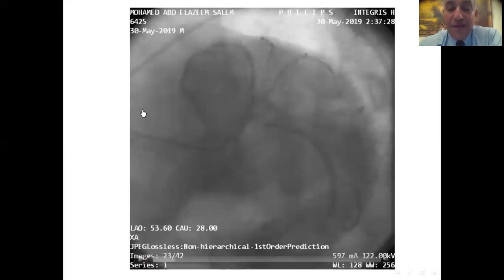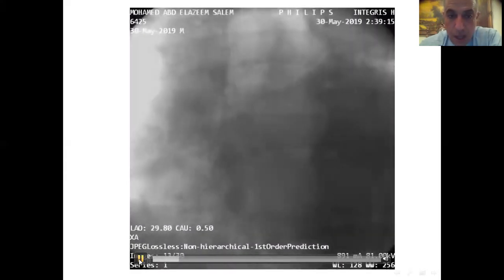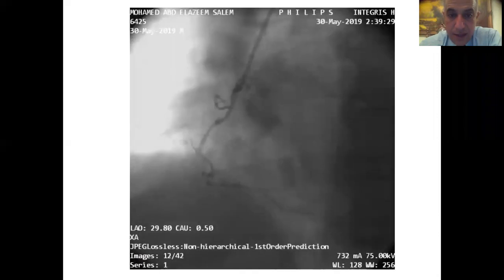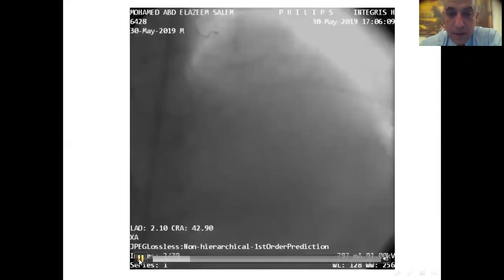So now we have extensive LAD and LCX lesions. The left main seems to be normal, but we have ostial and proximal LAD and ostial LCX. The RCA, I think, is a small vessel.